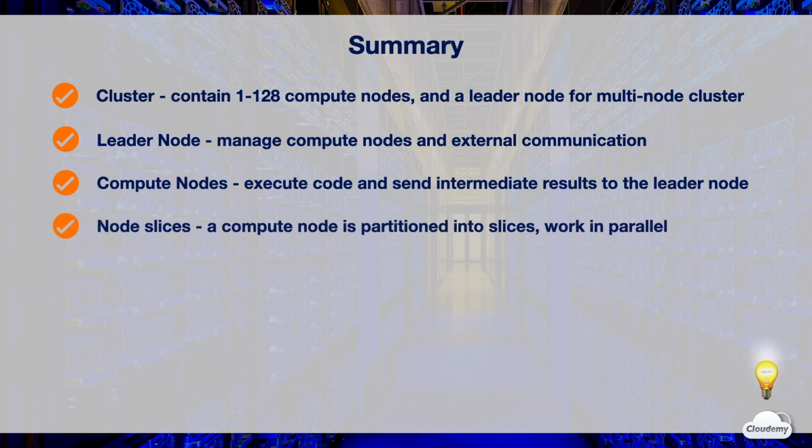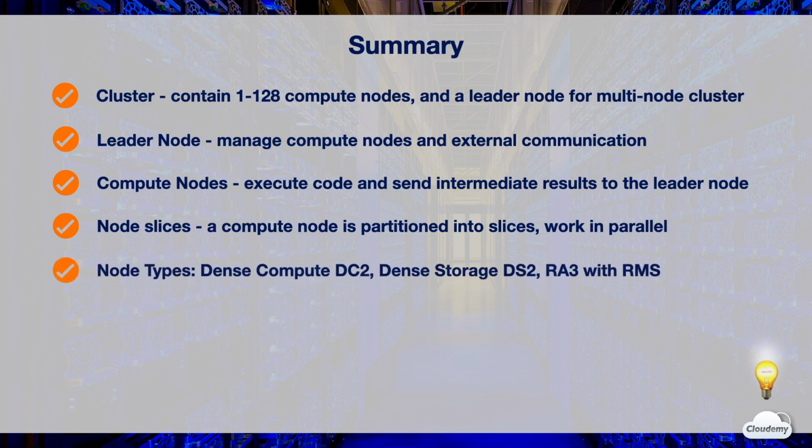Each compute node is partitioned into slices. Each slice is allocated a portion of the node's memory and disk space. The leader node manages the distribution of data and workloads to the slices. The slices work in parallel to complete the operation. Redshift offers different node types to accommodate your workloads. Dense compute nodes allow you to create compute-intensive data warehouses with local SSD storage. Dense storage nodes allow you to create large data warehouses using HDDs. AWS recommends using RA3 nodes instead. RA3 nodes come with Redshift Managed Storage, which allows you to create performance-optimized data warehouses and scale compute and storage independently.